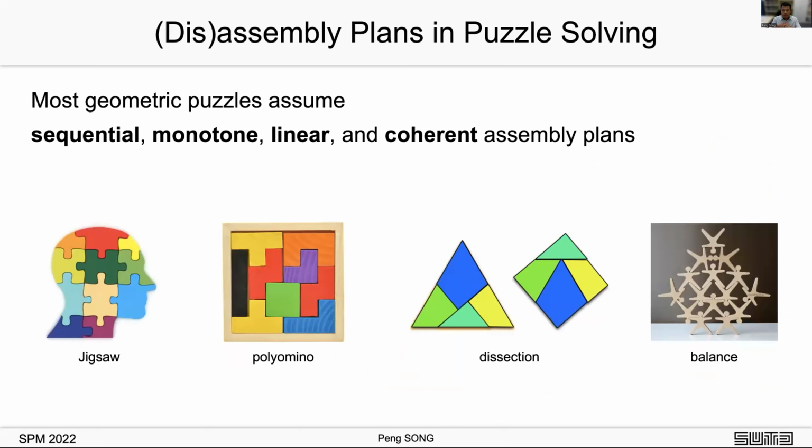To avoid making puzzles too complicated to be solved, most geometric puzzles assume sequential, monotone, linear, and coherent assembly plans. That means to solve a puzzle, we should assemble the puzzle pieces one by one, following an order. When inserting a puzzle piece, it should touch the assembled puzzle pieces and directly reach its final destination in the puzzle.